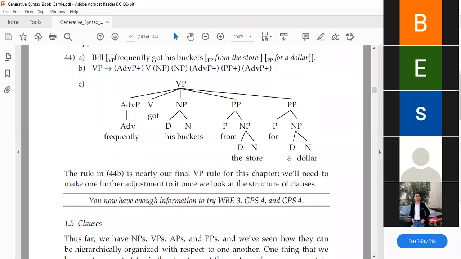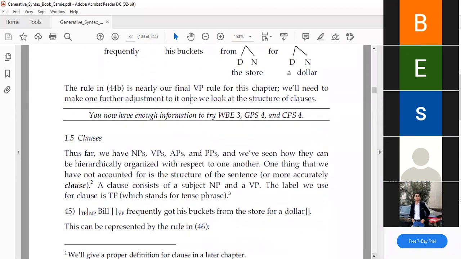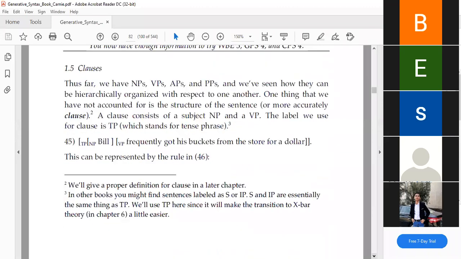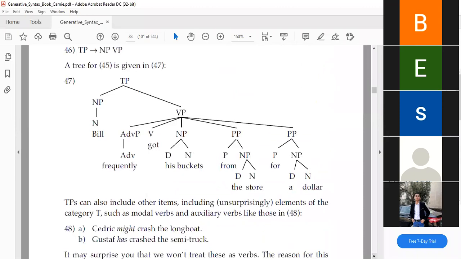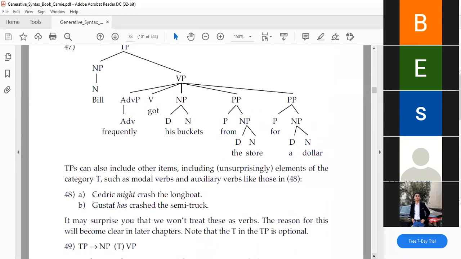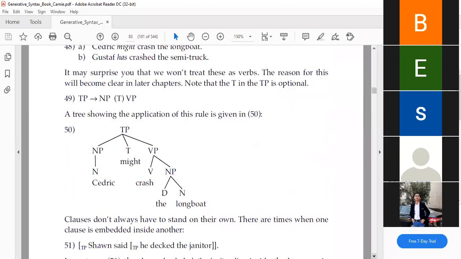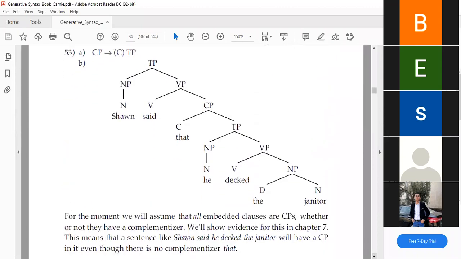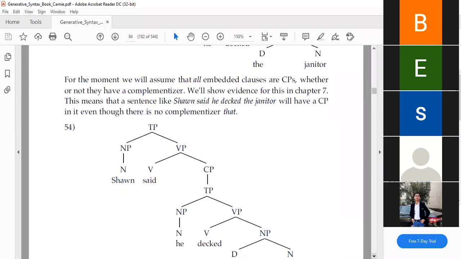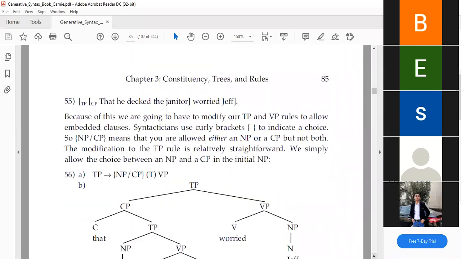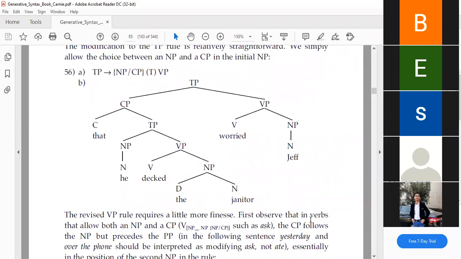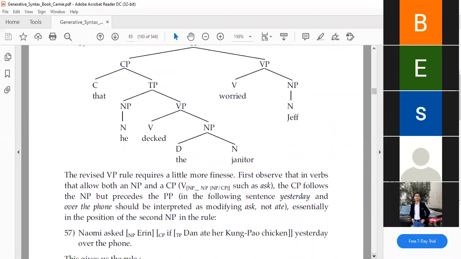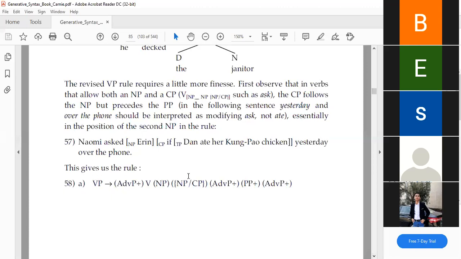Inshallah, next time we will start talking about clauses. We move to the TP, the whole sentence, and then under the TP, what do we have? NP and VP. Then we move to the CP, the complementizer phrase, and then we are going to modify or add something to the TP rule, and when we modify this, we have to modify the VP rule and add something here.